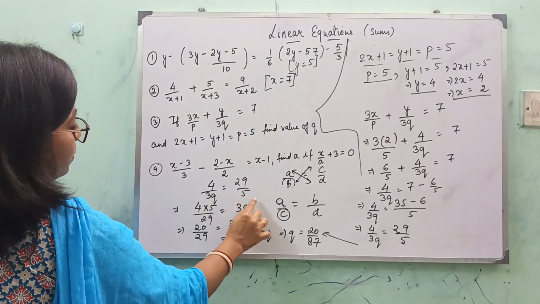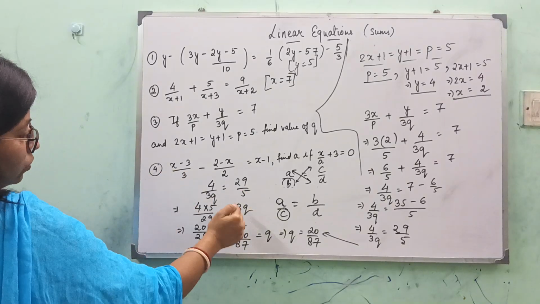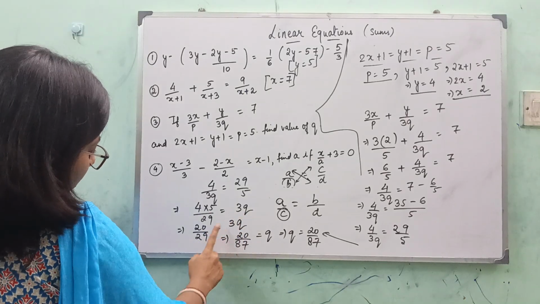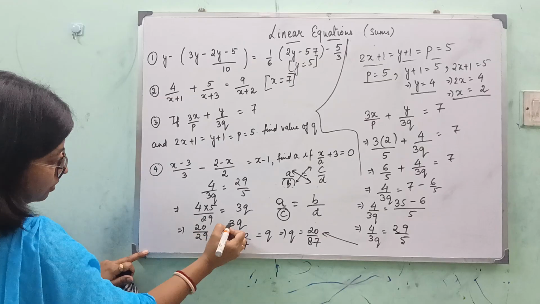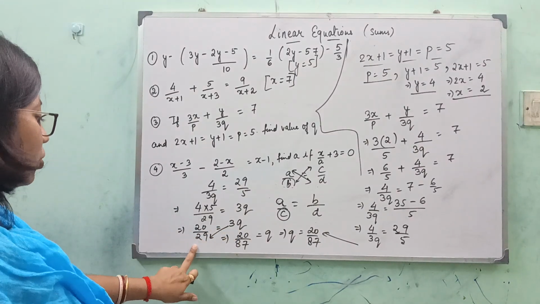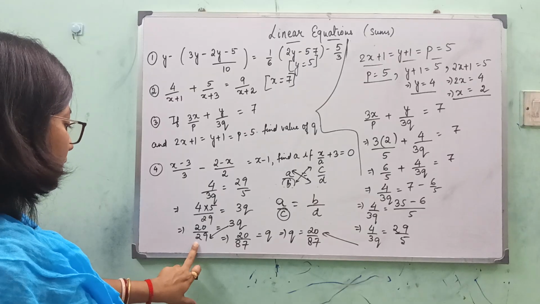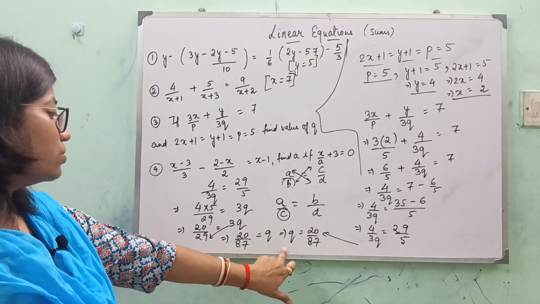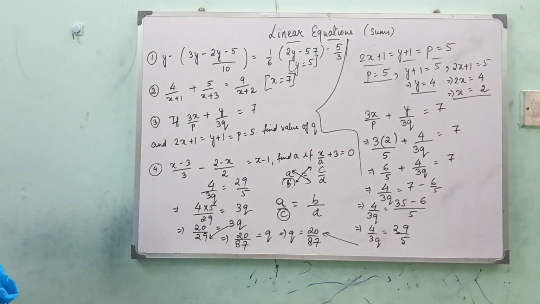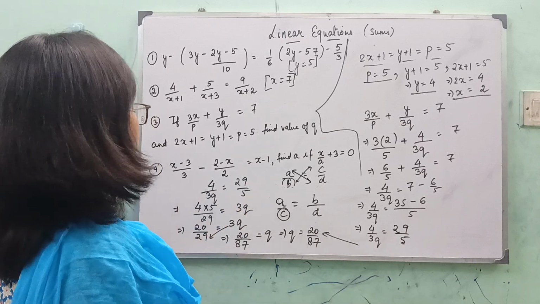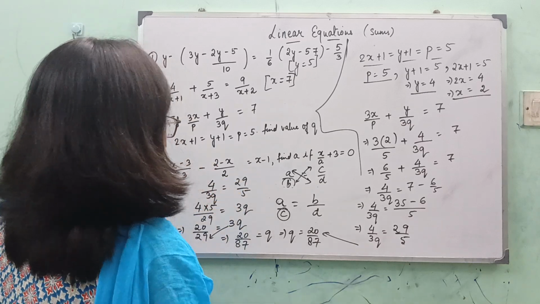Now from the 3q, the 3 has to be removed. So 3 is in multiplication form, and on the other side it becomes division. The 3 is taken down here, so it is multiplied with the 29. So 20 by 87 equals q. So q is equal to 20 by 87. I hope this is clear. Okay, so with this, the third sum comes to an end.